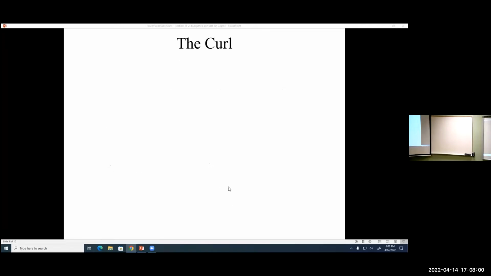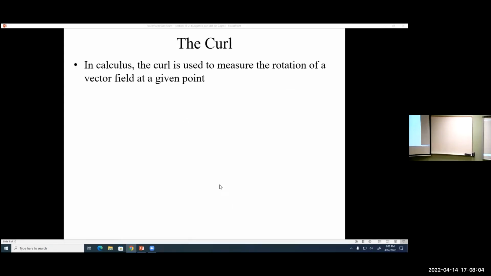Okay, let's talk about the curl. The curl calculates the amount of rotation of a vector field at any given point. It's similar to divergence in that it calculates an attribute of a vector field at a single point, but the attribute it's looking at is different.